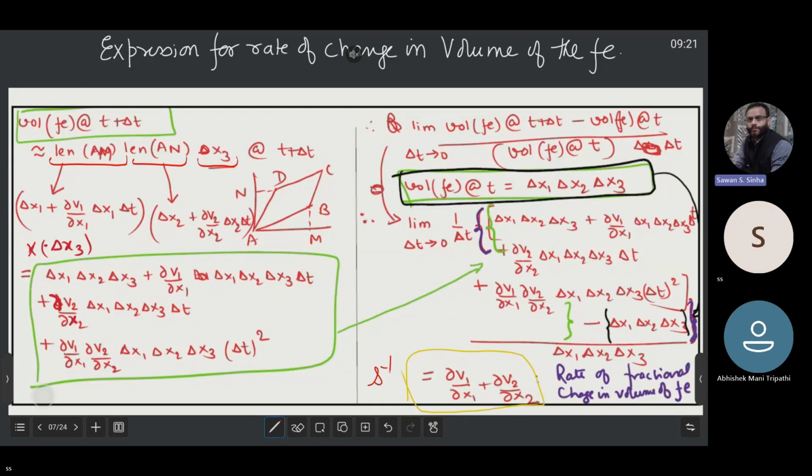Length of AM, how will you get it? The same way I got it when I was talking about the rate of fractional change in length AB, which is what? One coordinate of B minus one coordinate of A, that comes here. Length of AN, two coordinate of B minus two coordinate of A at time t plus delta t. You will get these expressions. Okay. And then delta x3.